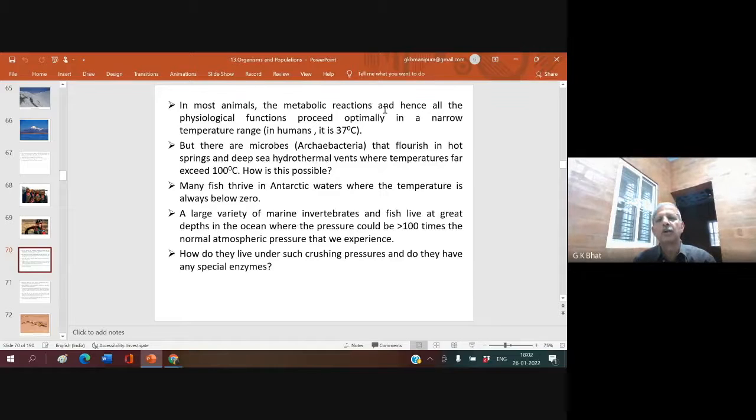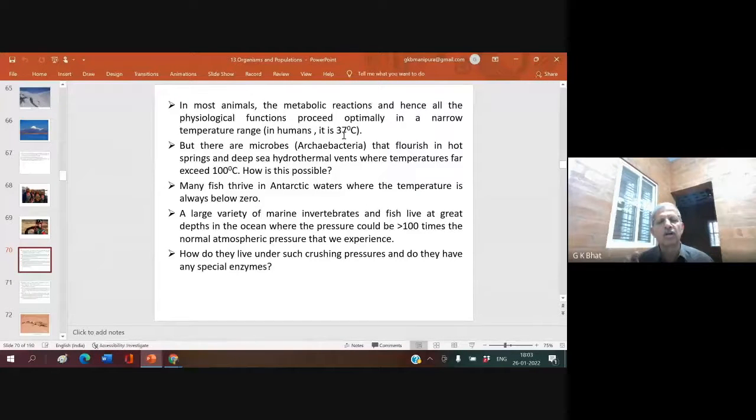In most animals, the metabolic reactions, and hence all the physiological functions, proceed optimally in a narrow temperature range. What is the range? 30 centigrade or how much Fahrenheit? What is the body temperature in Fahrenheit? 98.6 degrees Fahrenheit. So in most animals, the metabolic reactions and hence all the physiological functions proceed optimally in a narrow temperature range, that is 37 degrees centigrade.